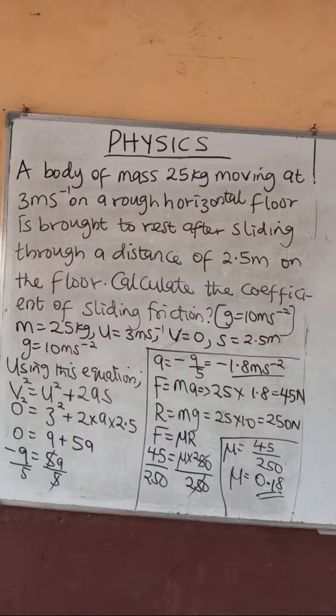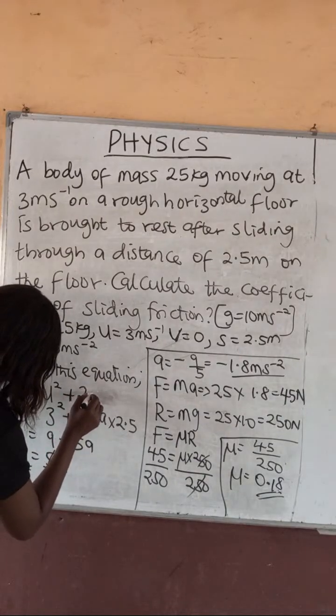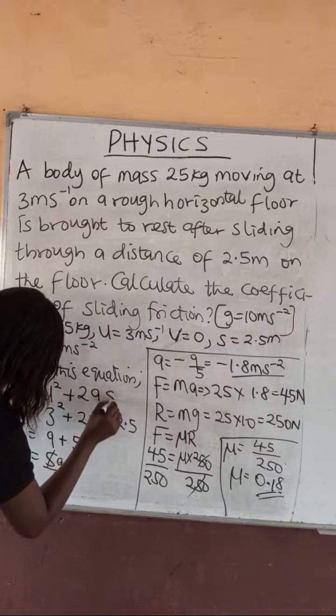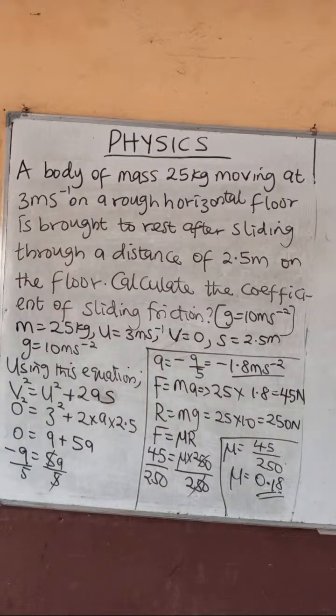I did not get 295. It's 2as. This is 2as. That is the equation of motion.